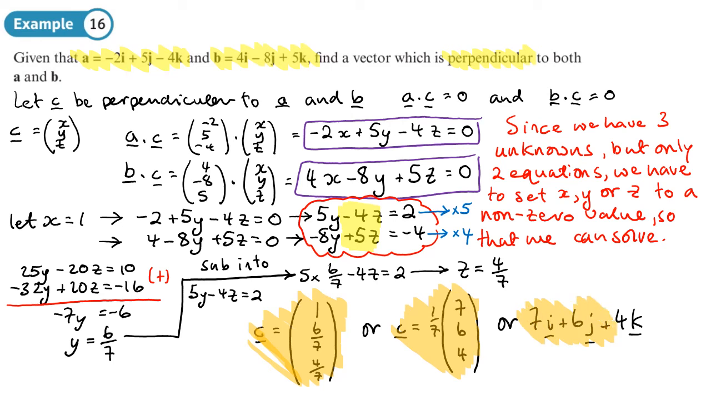Now, if we had chosen a different value to make x, or we had made, let's say, y equal to 1 or z equal to 1, we would have got basically an equivalent answer, just maybe a multiple of what we've got here.